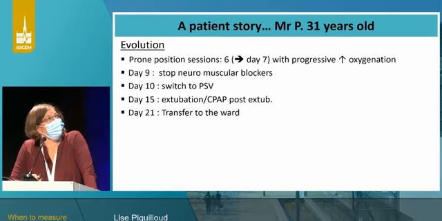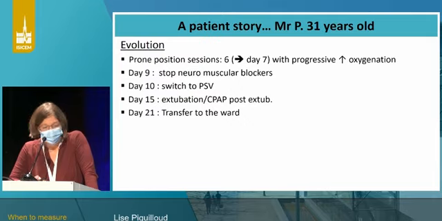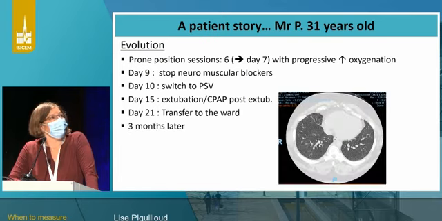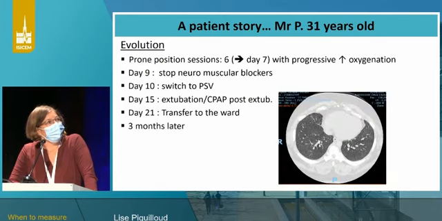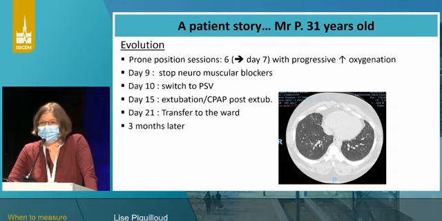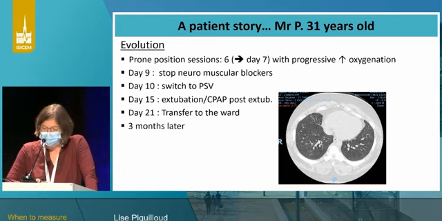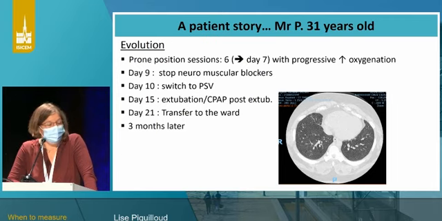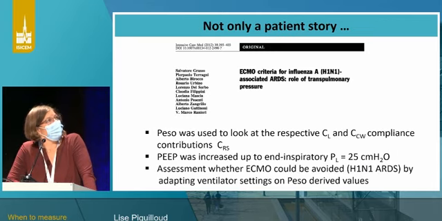At day 10, he was switched to pressure support ventilation. At day 15, he was extubated. At day 21, he was transferred to the ward. And 3 months later, he has no sequelae on the lung parenchyma. This was really a case that was managed using esophageal pressure to adapt the PEEP according to the situation that was not the same in supine and prone positions.